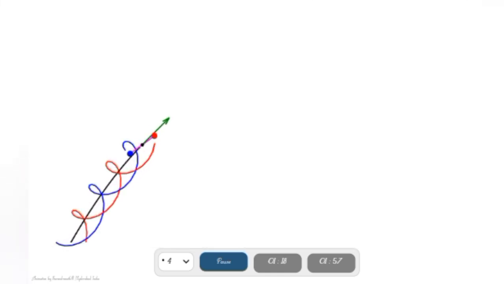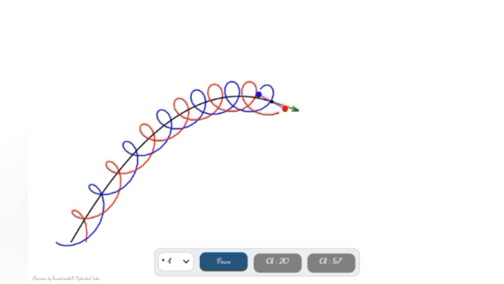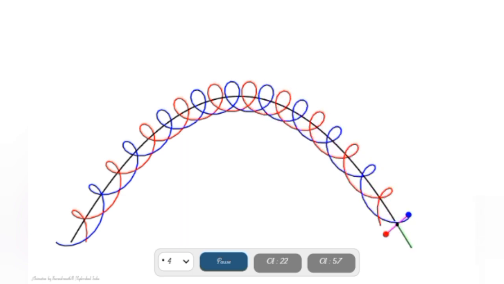This time the disks are of equal mass and are projected into the air. You can see the midpoint of the rod moving along a parabolic path.